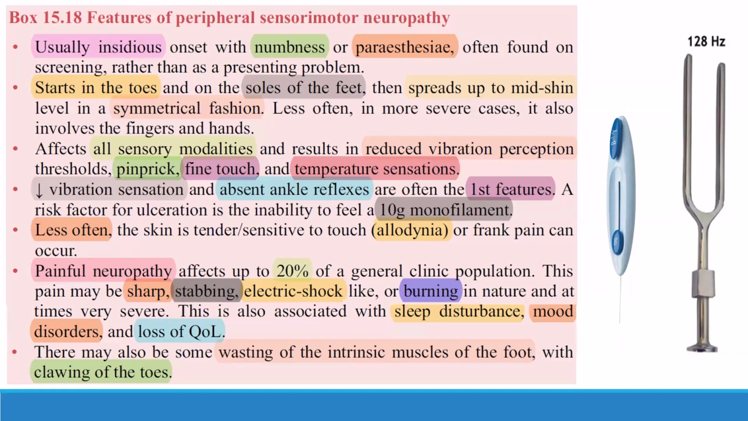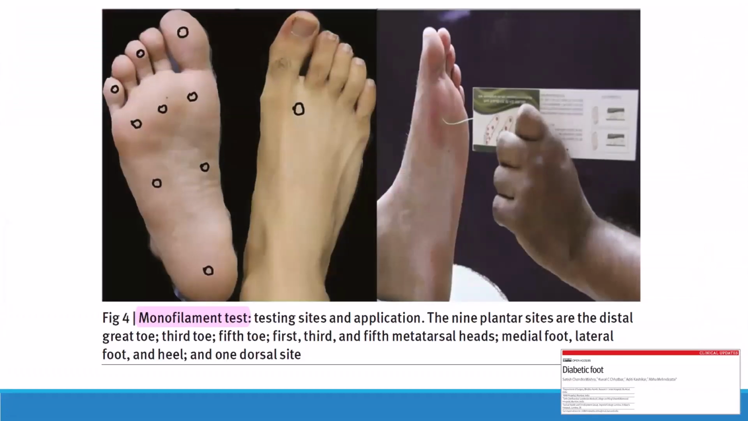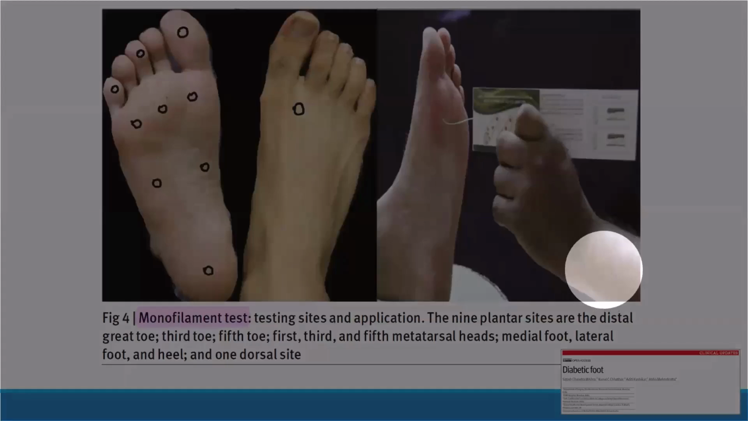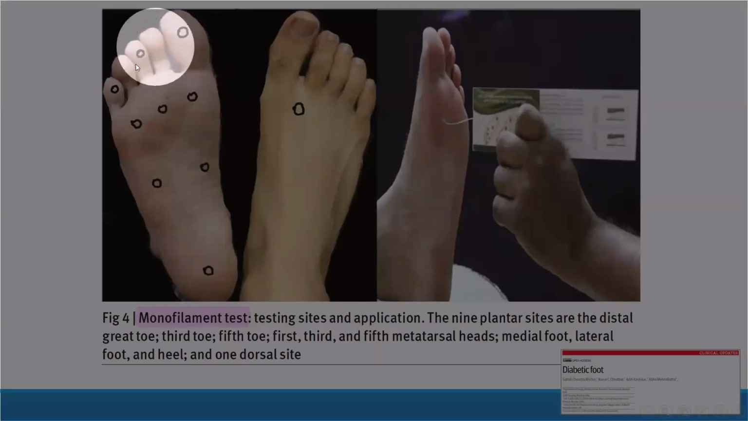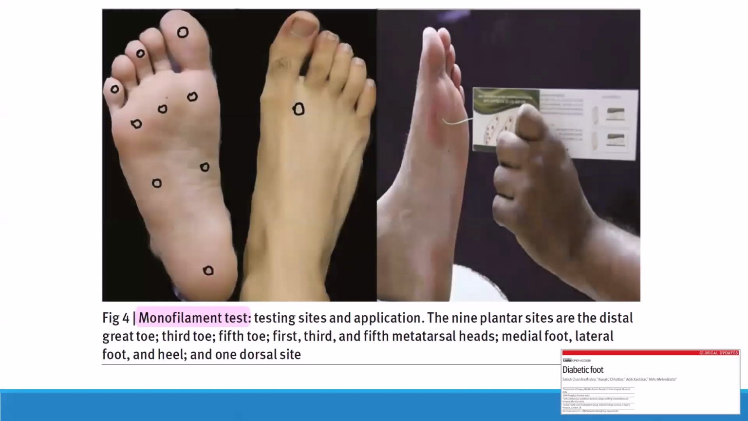Peripheral neuropathy can also affect the muscles, causing wasting of the intrinsic muscles of the foot with clawing of the toes, like this. This is how to examine with the 10-gram monofilament to assess peripheral neuropathy. This is a monofilament, and this is the area that we should examine to determine whether it is normal or abnormal.